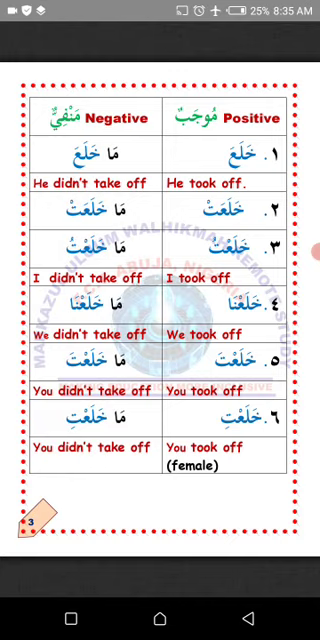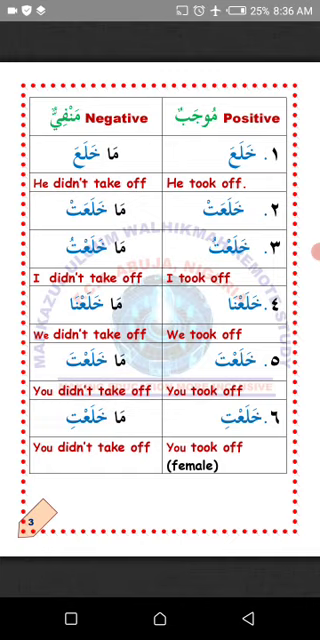Udrus, learn, and walahiz, observe at the same time. Mujab, positive. This is the state of a sentence in Arabic that means something has happened. Manfiyun, negative. This is the state of a sentence in Arabic that means nothing has happened. For instance, number one. Khala'a, he took off. Ma khala'a, he didn't take off.